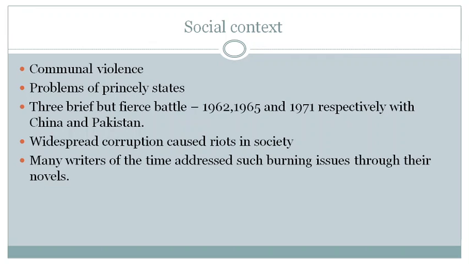Moreover, India was involved in three brief but fierce battles with neighboring countries. The first one was fought in 1962, the second one in 1965, and the third one in 1971, respectively with China and Pakistan, our neighbor countries. These conditions dismantled the Indian economy and destroyed the social setup of India. Moreover, there were other issues too. The widespread corruption caused riots in Indian society. Many writers of the time addressed such issues in their writing.